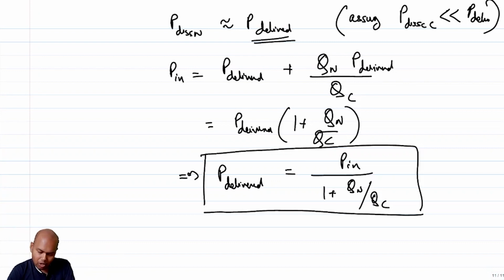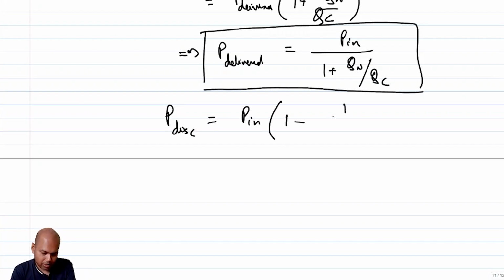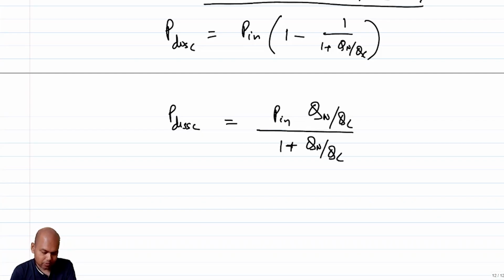Right? So what is the power loss in the network from this expression? The power dissipated in the component, which is the power loss in the matching network, is essentially P in minus P delivered, right? So which is basically P in times 1 minus 1 over 1 plus Qn by Qc. So the power dissipated in the component is P in times Qn over Qc divided by 1 plus Qn over Qc, correct?